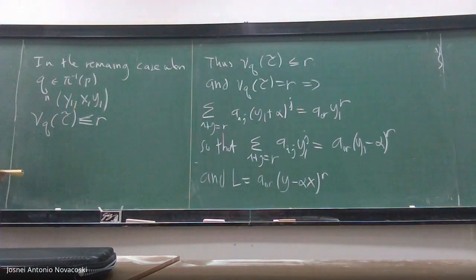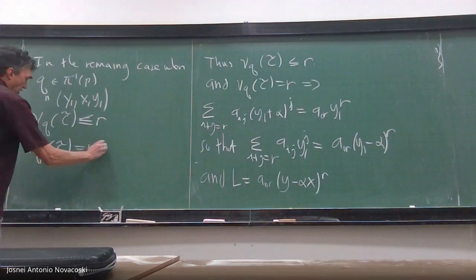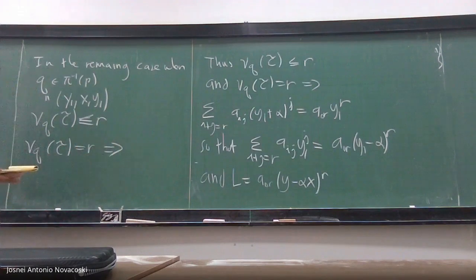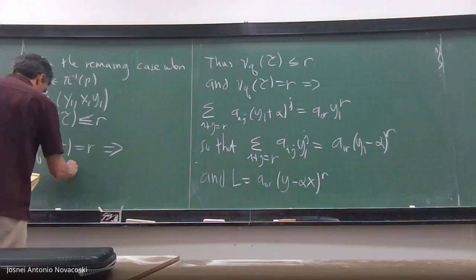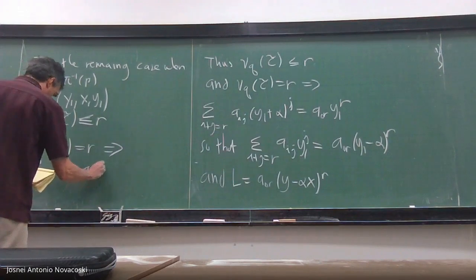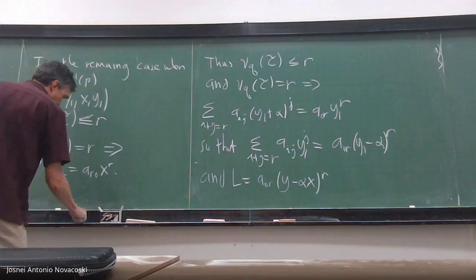You get from this that the multiplicity at Q of the strict transform equal to r implies that the leading form is equal to a_r0 x to the r.